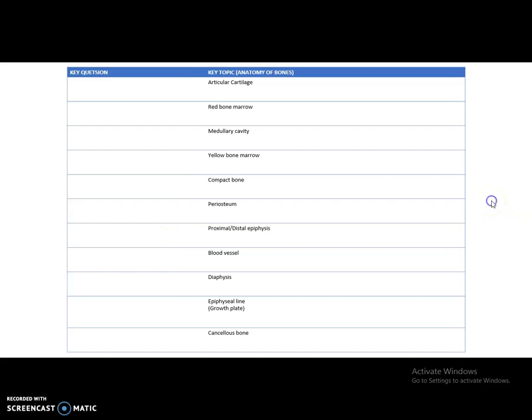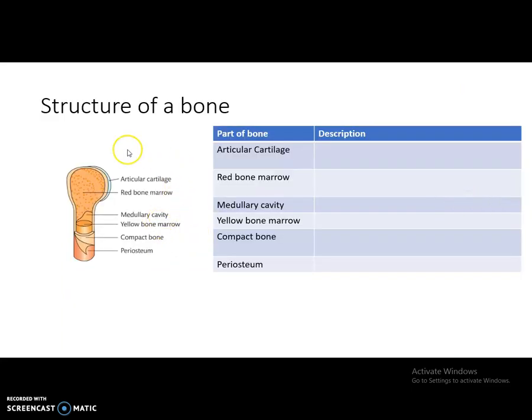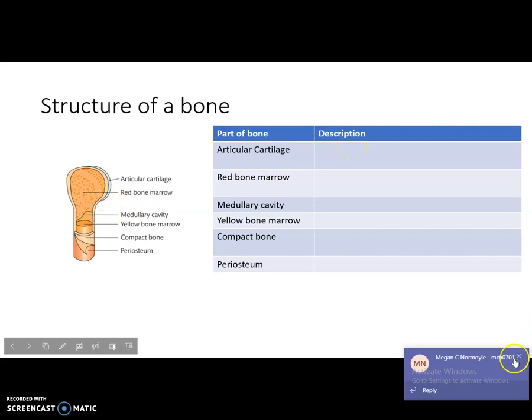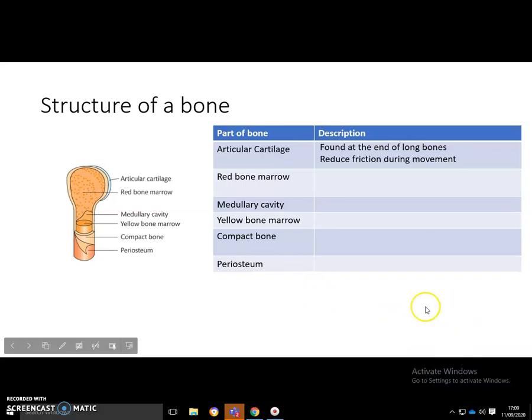So first of all, if we move on to the left hand side, you've got an image showing you each key term that we're just about to be learning, and then I'm going to give you the description. So articular cartilage, as you can see, is found at the end of the bones, and it is there to shock absorb and also to reduce friction when we're moving. Okay, so found at the end of a long bone, reduce friction during movement. So that is what our articular cartilage is. The end of every single long bone has articular cartilage.